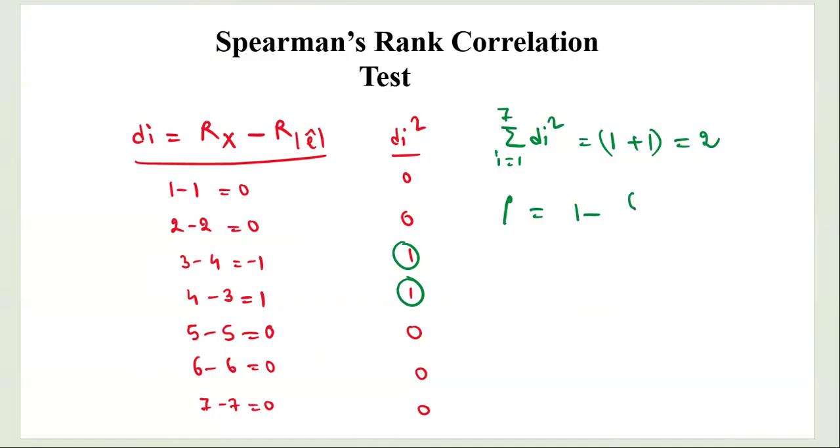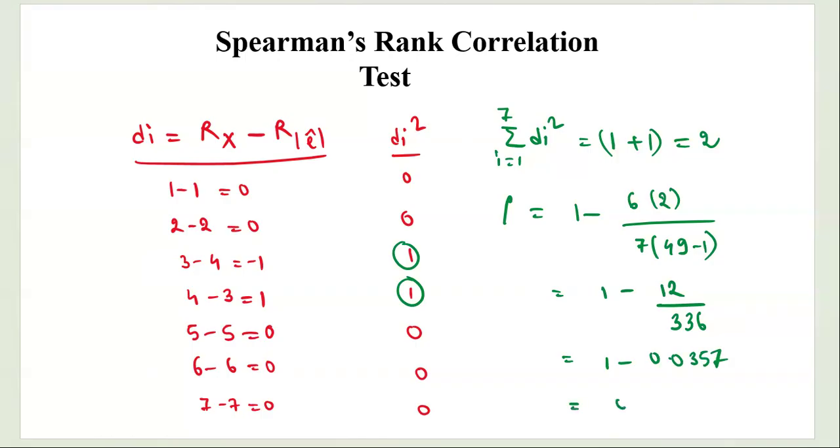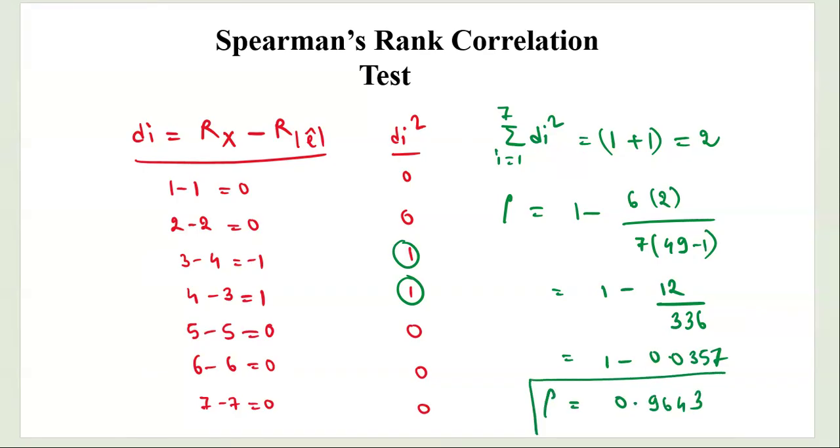1 minus 6 summation di square over n into n square minus 1. This is simply the rank correlation. So this will be 7 times 48, which comes out to be 336. 1 minus, and I have already calculated it, this will come out to be 0.0357, or simply 0.964. So this is the rank correlation coefficient between the independent X values and the residual, right?